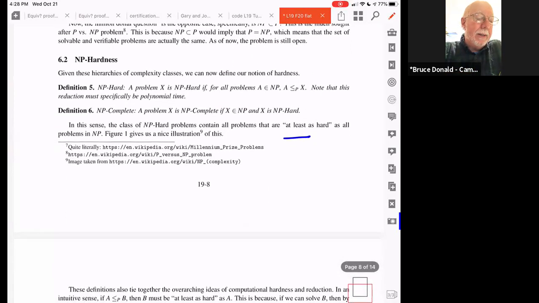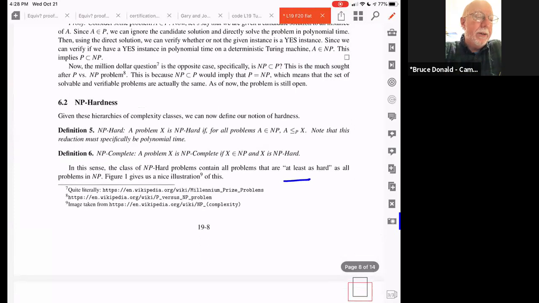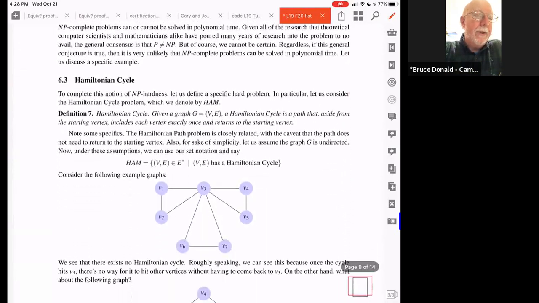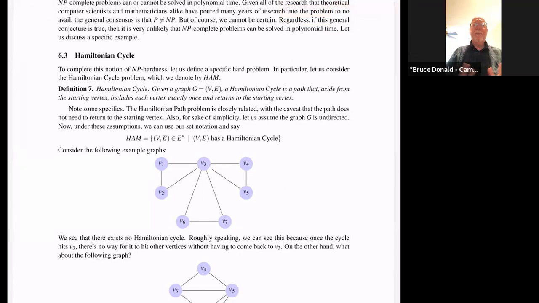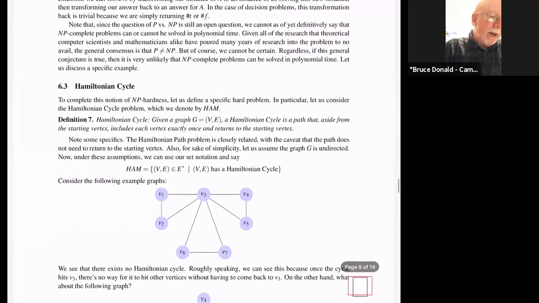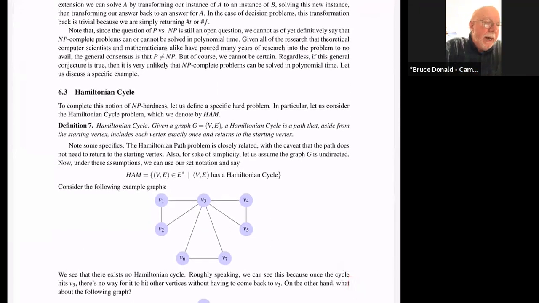Now, this is very abstract and it won't make a lot of sense until we look at an example. So let's look at an example. This is what I asked you to look at before, which is the notion of a Hamiltonian cycle. So back to our study of graph problems, problem set three and so forth. There's a natural question to ask about graphs. We can ask, is it possible from a starting vertex to take a tour that visits every vertex, but you can't repeat any, and return to the starting vertex? That's an interesting question to ask.